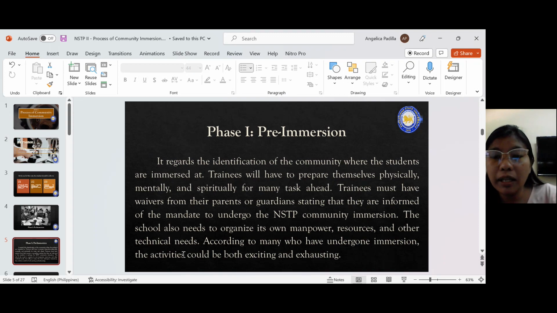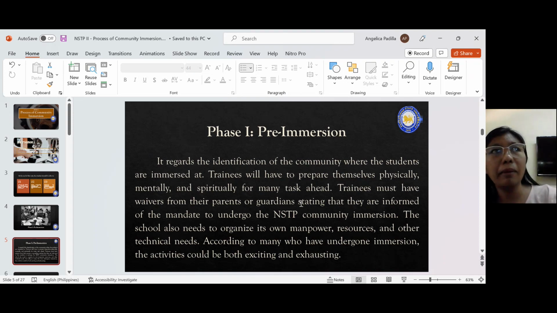Okay, so phase one, pre-immersion, it regards the identification of the community where the students are immersed at. Trainees will have to prepare themselves physically, mentally, and spiritually for many tasks ahead. Okay, so how are you going to prepare yourselves physically? Make sure that when we go outside, when we go out and implement our project, make sure na you are well, you're physically well, mentally well, and spiritually well.